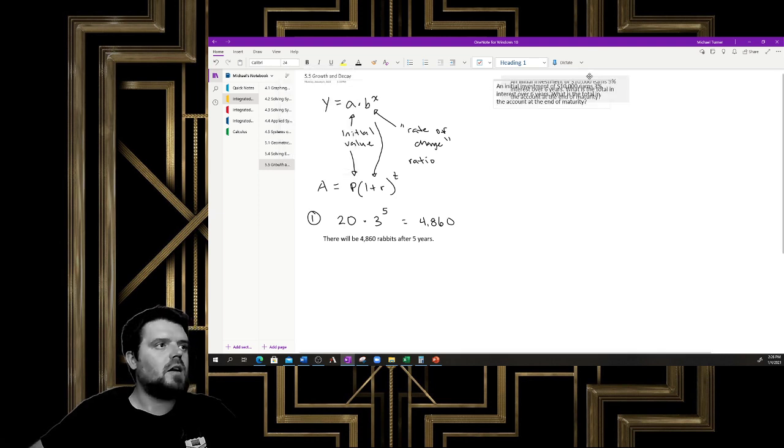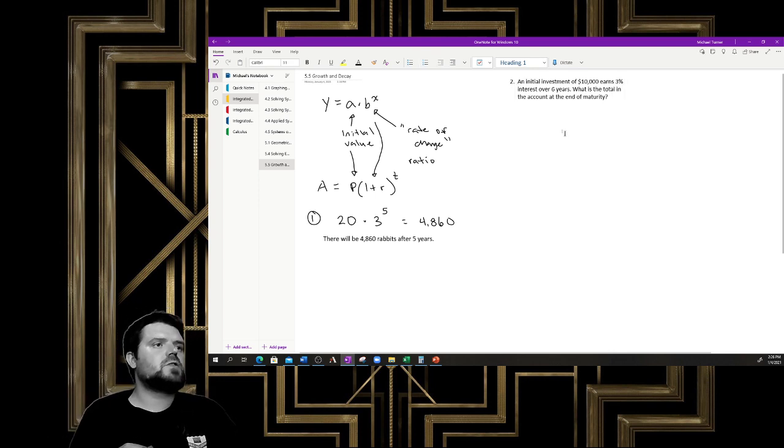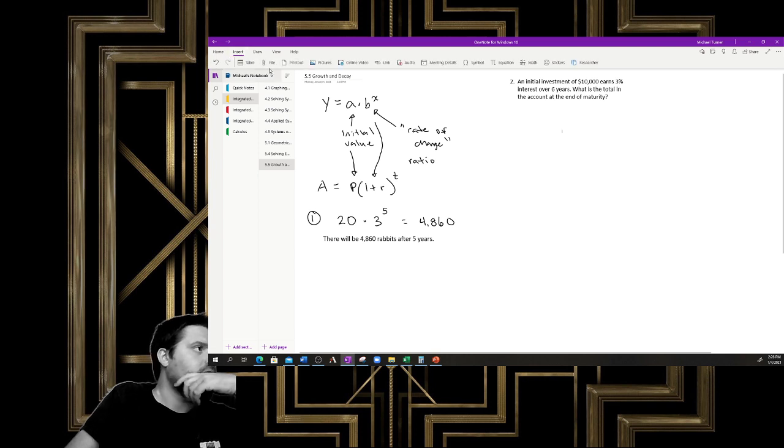And this is kind of what a problem would look like on your test. Okay. So initial investment, $10,000 earns 3% interest over 6 years. What is the total in the account at the end of maturity? So we're solving for A here. So I'm going to plug in everything else.